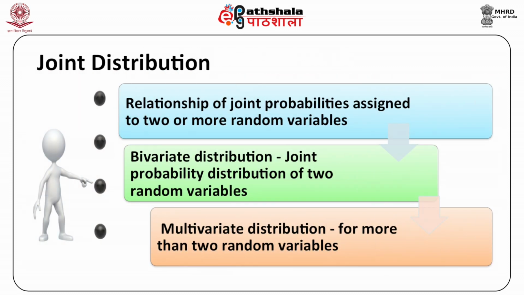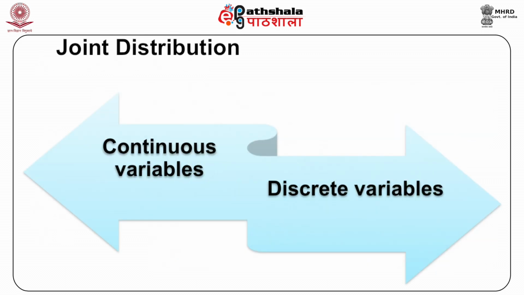Now we will be discussing joint probability. When joint probabilities are assigned to two or more random variables, the resulting relationship is known as the joint probability distribution. Joint probability distribution of two random variables is referred to as bivariate distribution, and for more than two random variables, the distribution is said to be multivariate. The joint distribution is defined for both continuous and discrete variables.